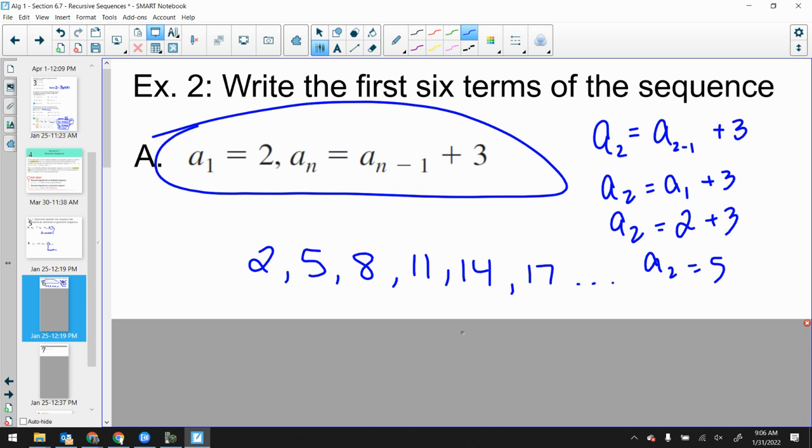You could do that for every term you needed to, but you have to know the one before it. If I wanted the 7th term, well, I could take a sub 7 is equal to a sub 6 plus 3. And keep it going.